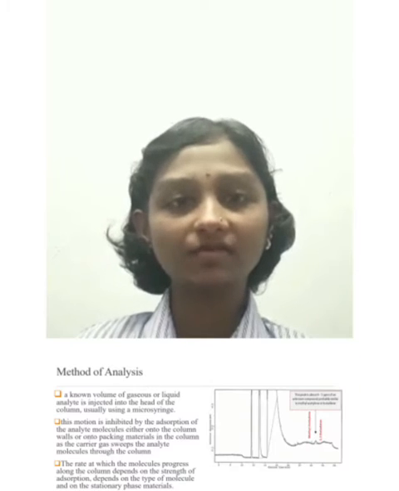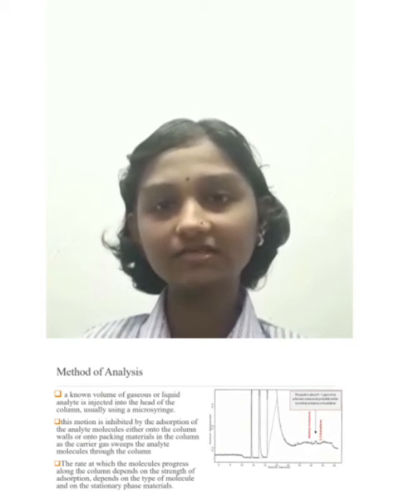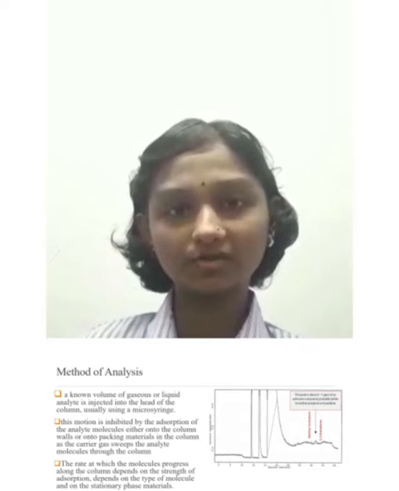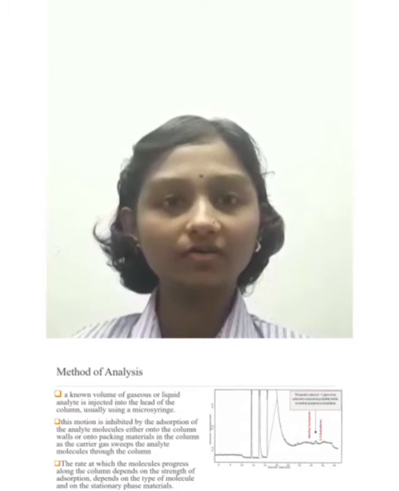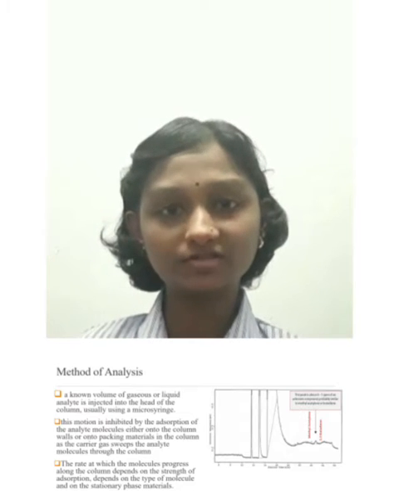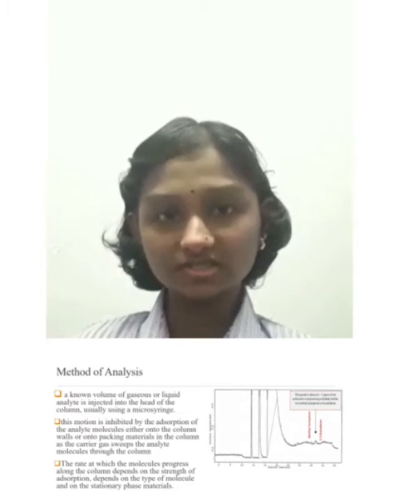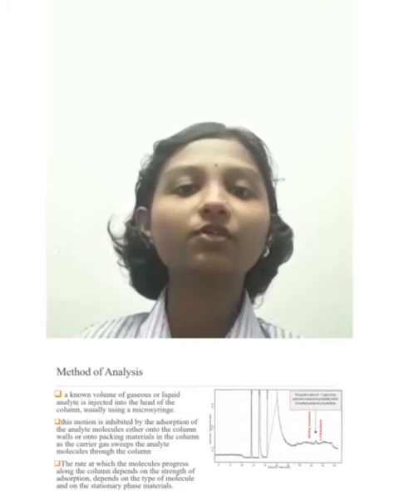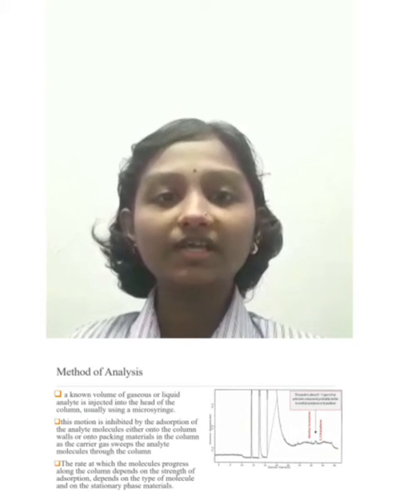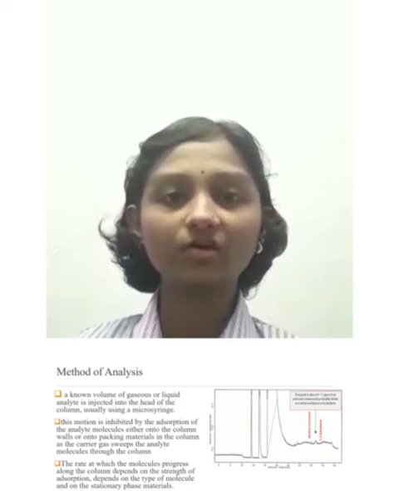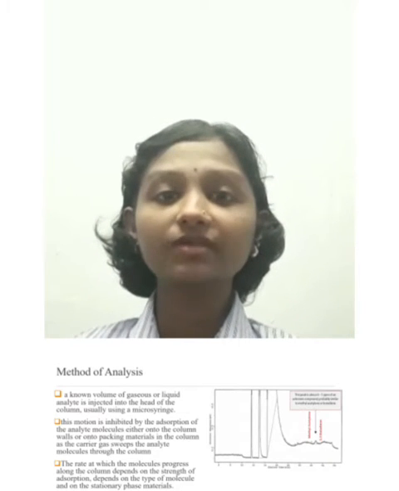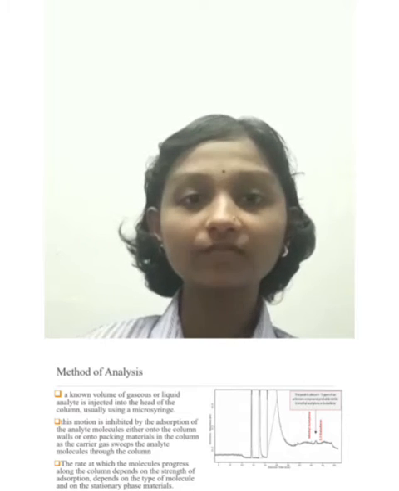Let's see the method of analysis in GC. GC is known as gas chromatography. In gas chromatography analysis, a known volume of gas or liquid analyte is injected into the head of the column, usually using a micro syringe. This motion is inhibited by the adsorption of the analyte molecules either onto the column walls or onto packing materials in the column as the carrier gas sweeps the analyte molecules through the column.